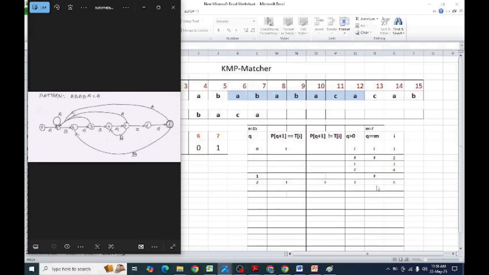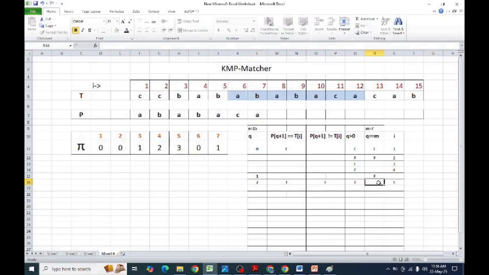Then it will be checked: q equal to m. It is false. It will take the next character 6. Again q greater than 0, this condition is true. And P of q plus 1, that is P of 3, that is the next character. Is it not equal to T of 5?